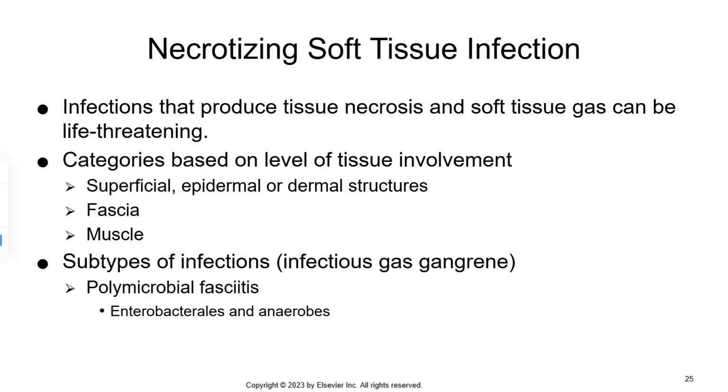Necrotizing soft tissue infection, so infections that produce tissue necrosis and soft tissue gas, can be life-threatening. Categories are based on the level of tissue involvement: superficial, epidermal, or dermal structures, the fascia, or the muscle. Subtypes of infections: infectious gas gangrene, polymicrobial fasciitis, Enterobacterales, and anaerobes.